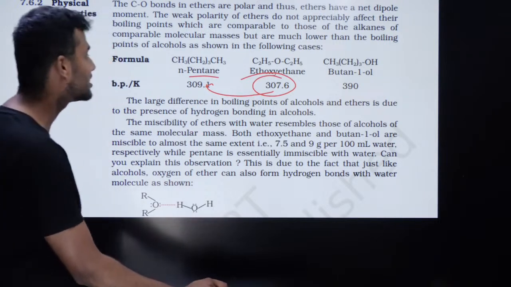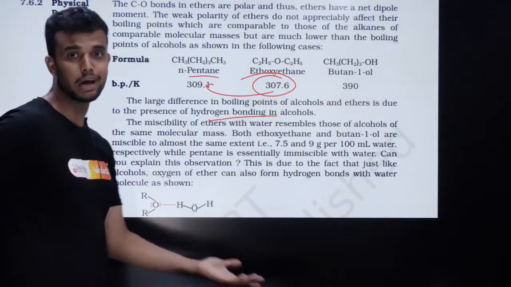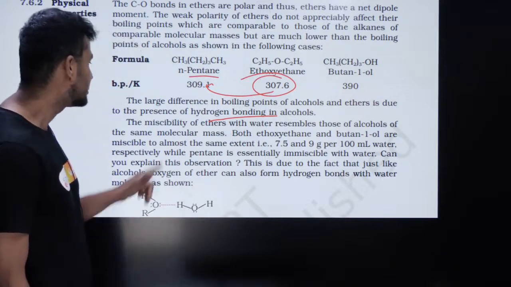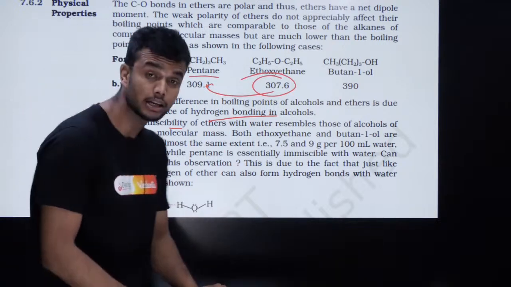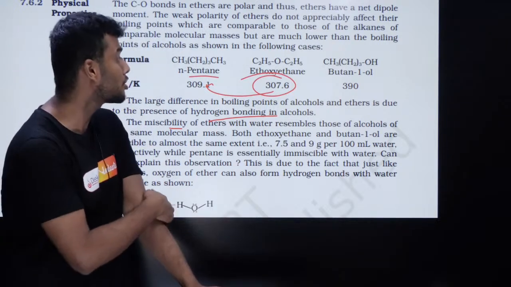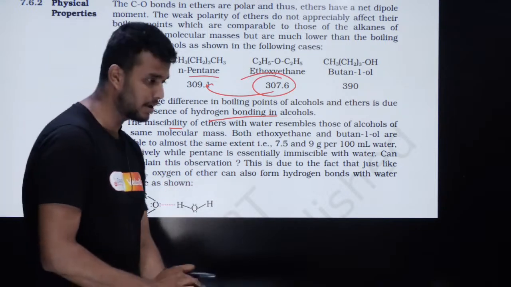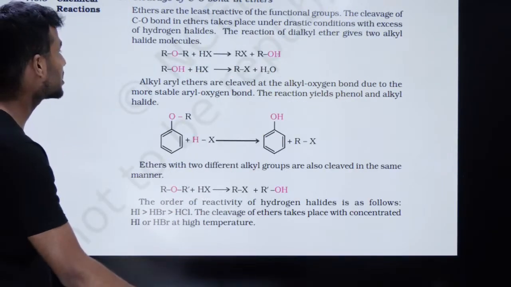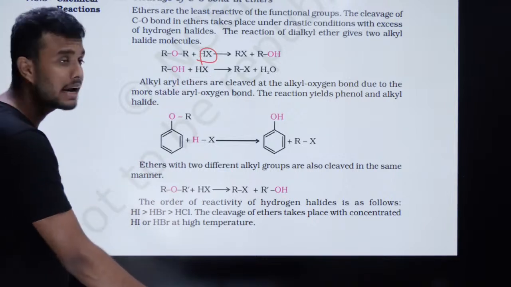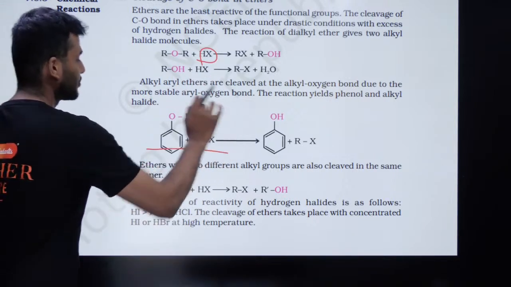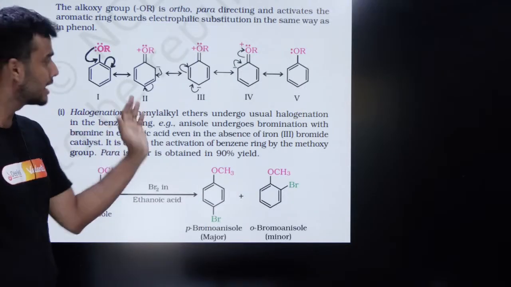Very simple, students. The large difference in boiling points of alcohols and ethers is due to the presence of hydrogen bonding in alcohols. We already know intermolecular and intramolecular. The miscibility of ethers with water resembles that of alcohols of the same molecular mass. If we mix the ether and water, what do we get? Same as alcohol, we get alcohol. After that, chemical property: whenever it reacts with an alkyl halide, the same thing happens as with alcohol, and an aryl halide or alkyl halide is formed. Same thing happens as in alcohol.